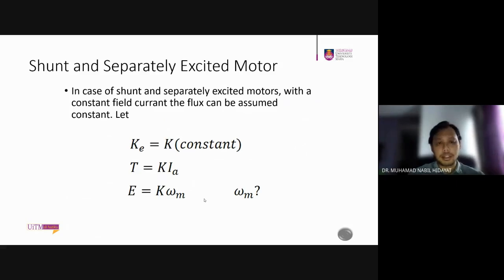So T equals K IA, with Ke flux as a constant value, or E equals K omega m. So your speed will be V over K minus RA over K squared times IA.